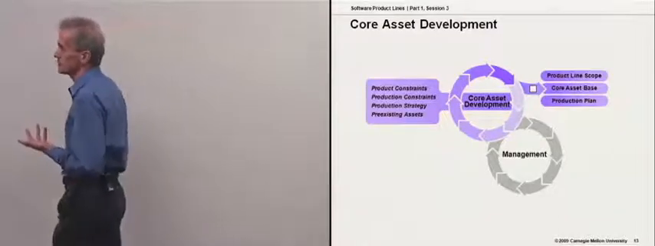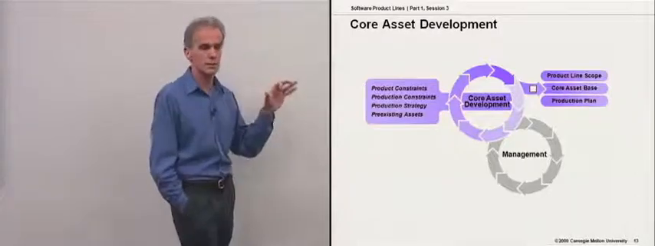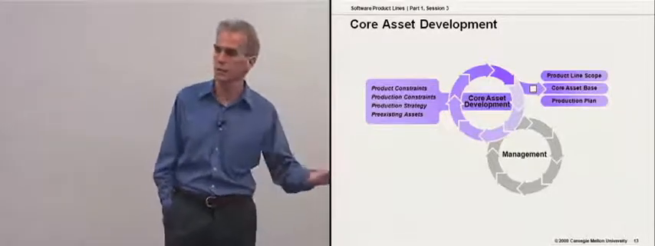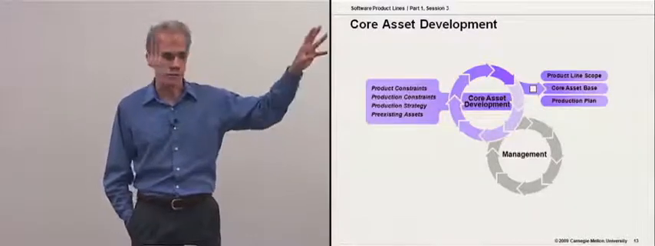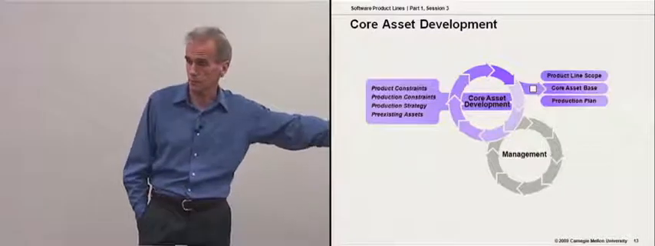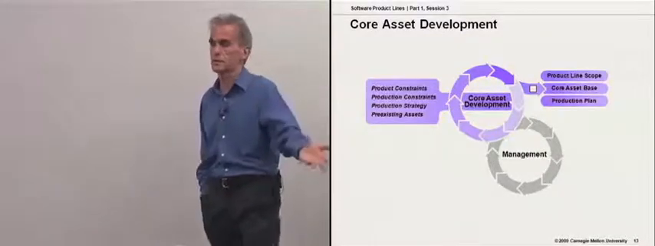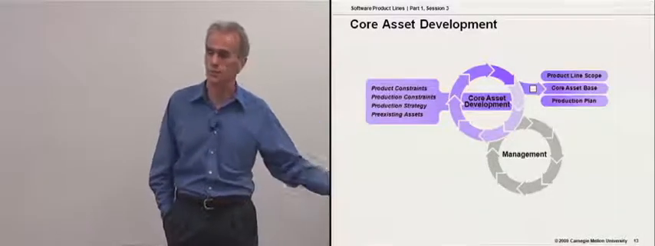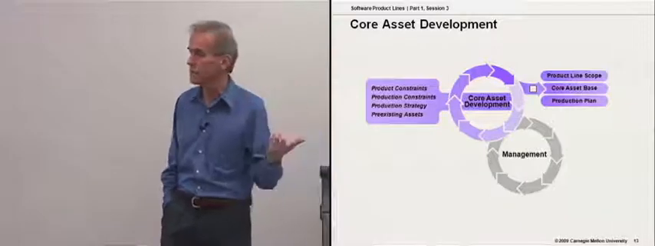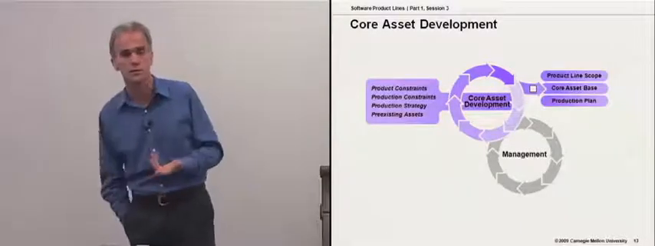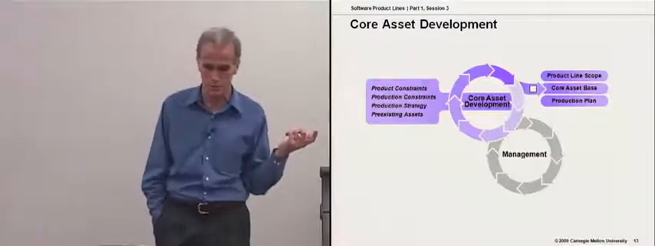Coming into core asset development, you have things like the product constraints, the particular target products that you are going after. So the constraints might be, for this class of customers, we're going to deliver products on the Wintel platform. And for this other class of products, we are going after Linux. And so that has implications for your tool sets, for your development environment, and for the kinds of architecture and components that you will ultimately implement to support those markets.